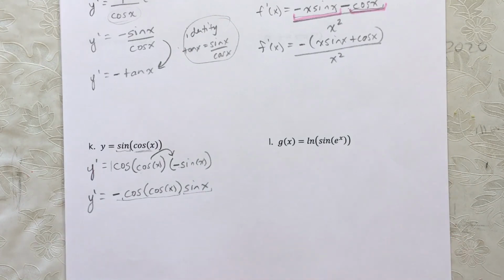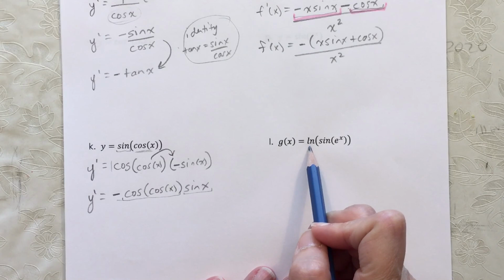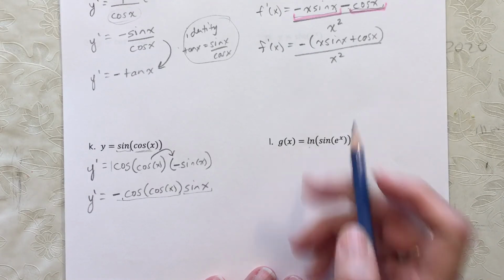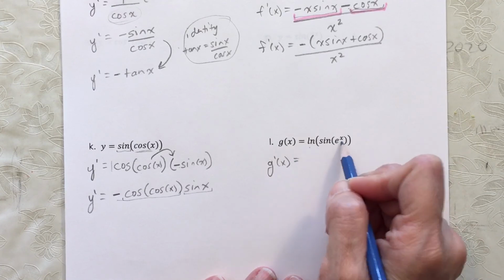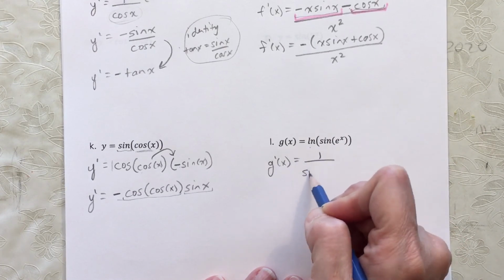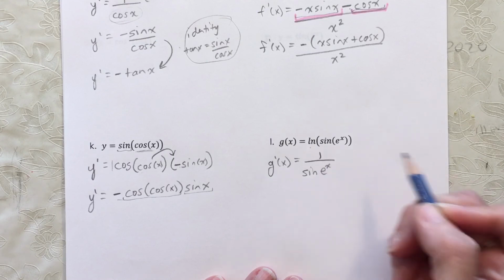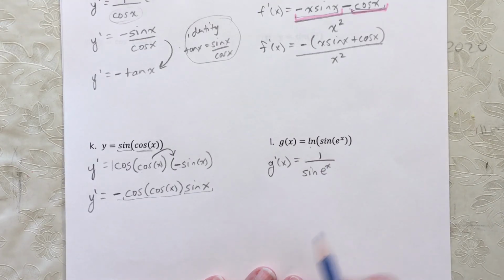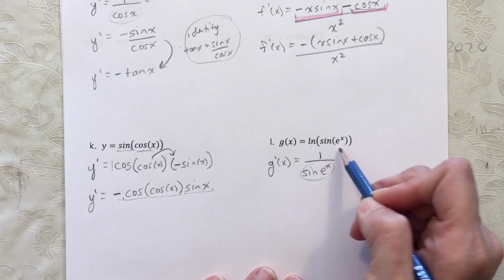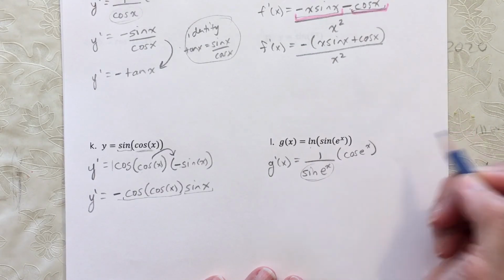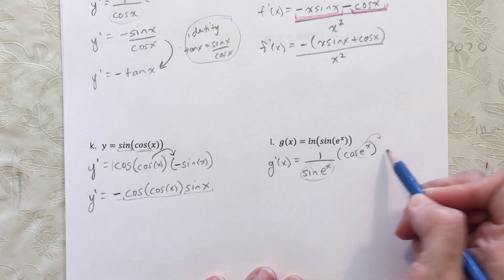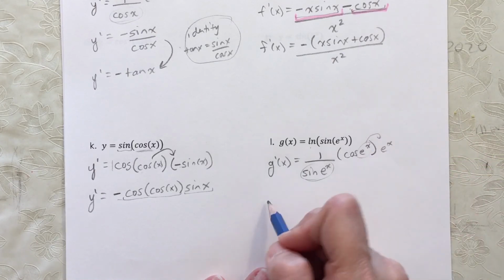For L, we've got g at x is the ln of the sine of e to the x. So again, the x is only in one spot, so we'll start at the outside first. So first of all, it's a ln. So we know to find the derivative of a ln, it's 1 over what you're taking the ln of. So 1 over the sine of e to the x. And then times the derivative of the sine of e to the x, which is going to be the cos of e to the x, times the derivative of e to the x using the chain rule, which is e to the x.